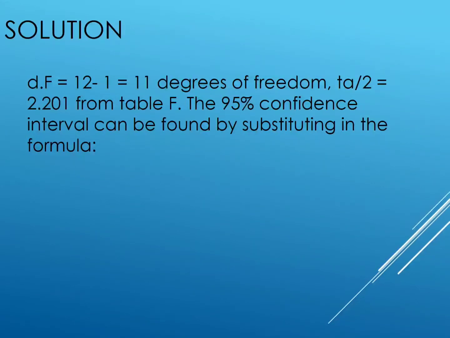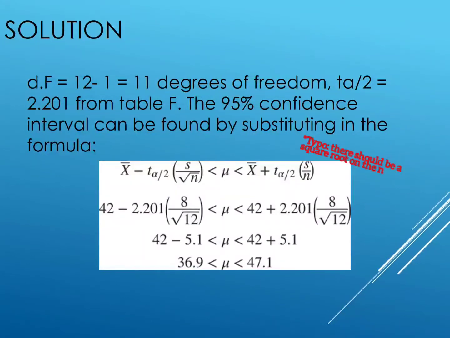And it is 2.201 from table T. And the 95% confidence interval can be found by substituting all these values. So x bar minus critical T times s over square root of n, and so on. 42 minus 2.201 times 8 divided by square root of 12, and from here it is just algebra. And I should get 36.9 less than mu less than 42.1.